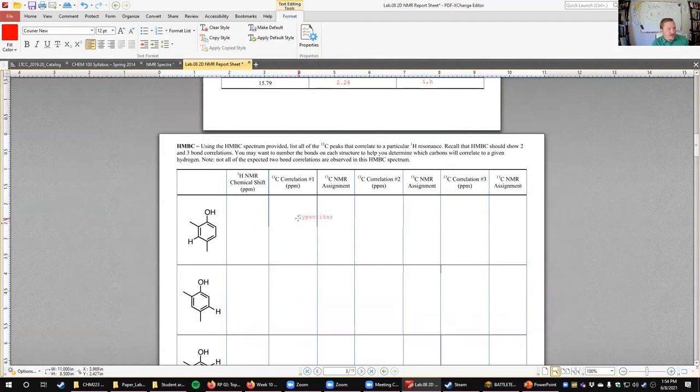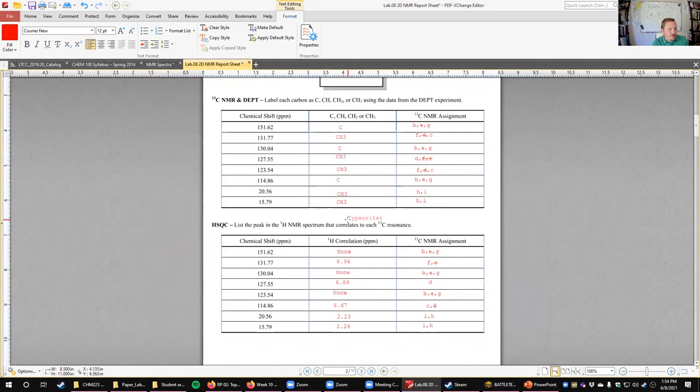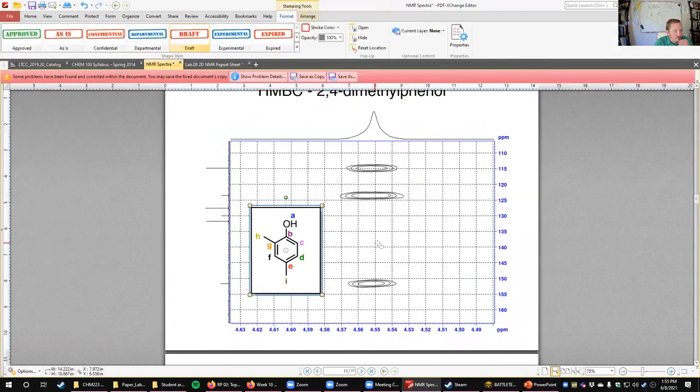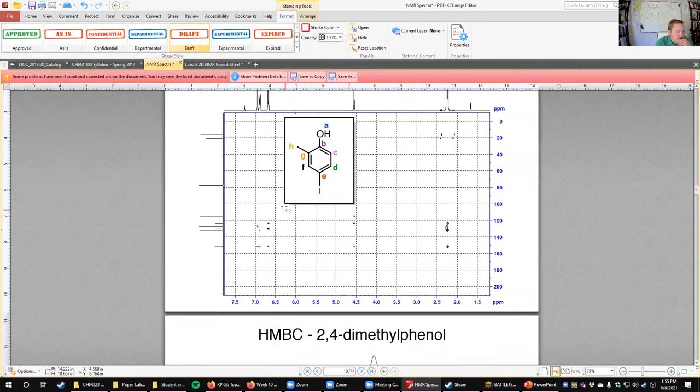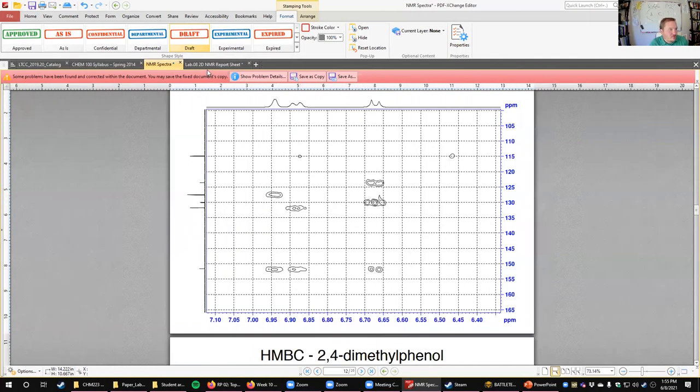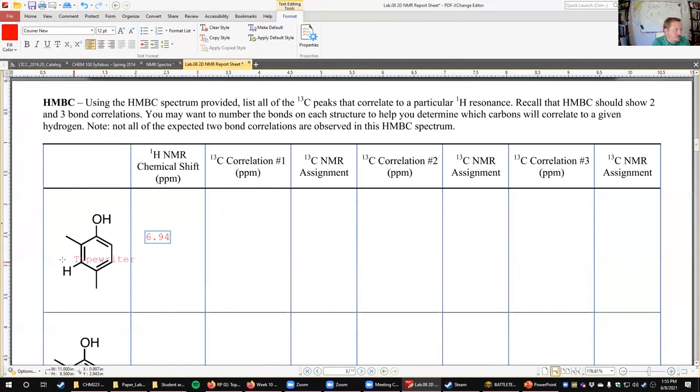If we look at which carbons could be associated with this particular hydrogen, this is hydrogen F, I believe, yes. So we actually know the chemical shift for hydrogen F now is the 6.94. And when we look at the spectra, look at the big one here, 6.94 has two signals that show up there, two aromatic carbons. They're within a few bonds of it.